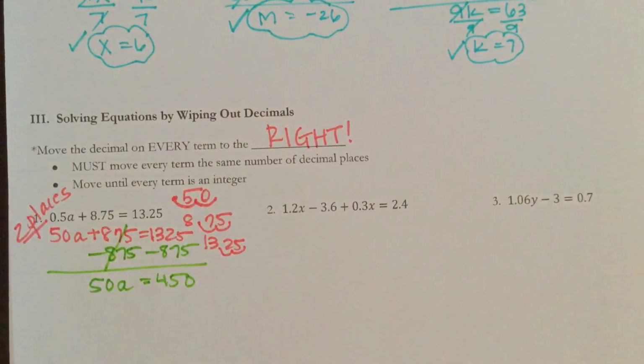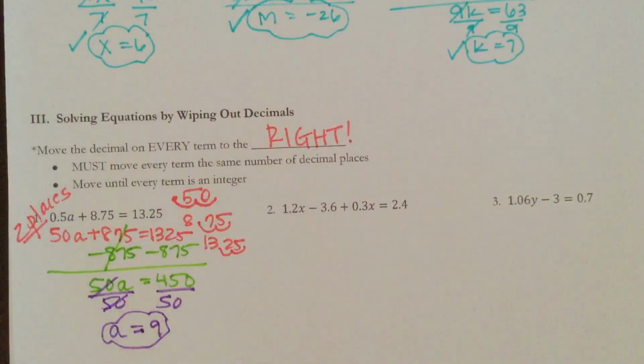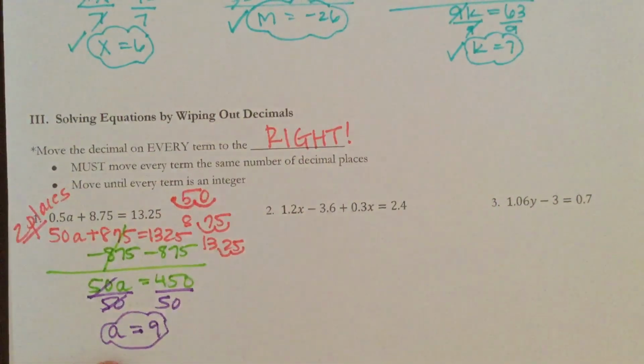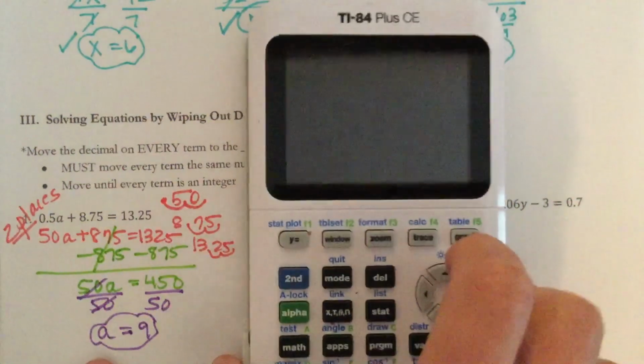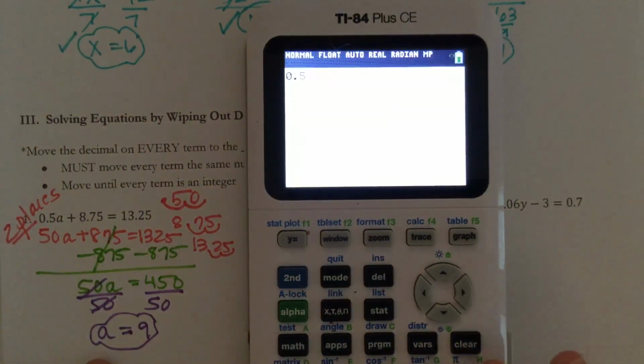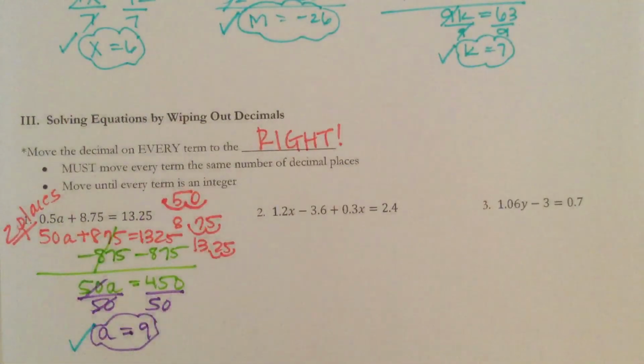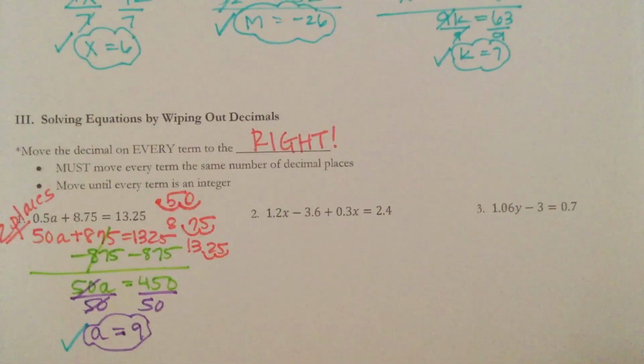Our next step is to complete any multiplication or division. So we're going to divide by the 50. And when we do that, we find that A is equal to 9. Of course, we need to go back and check and make sure 9 really is the solution. So I'll grab my calculator. 0.5 times my A value, which is 9, plus 8.75 does in fact come out to be 1325. So I've confirmed that 9 is my solution.